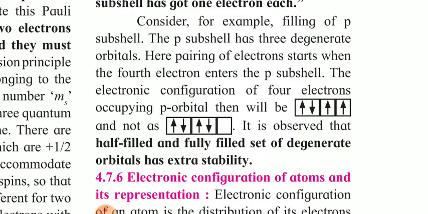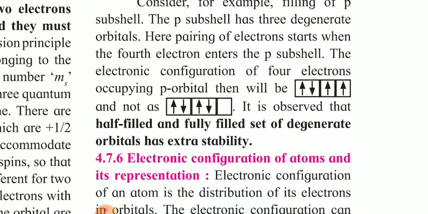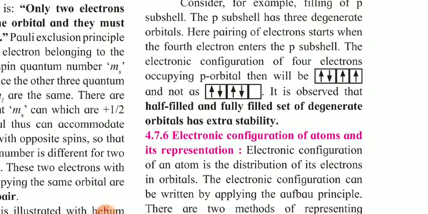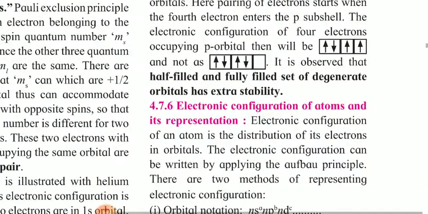What does this Hund's rule explain to us? First fill the electrons singly, then go for the pairing. Half filled and fully filled sets of degenerate orbitals have extra stability. So this is the principle or the rule for the filling up of electrons.